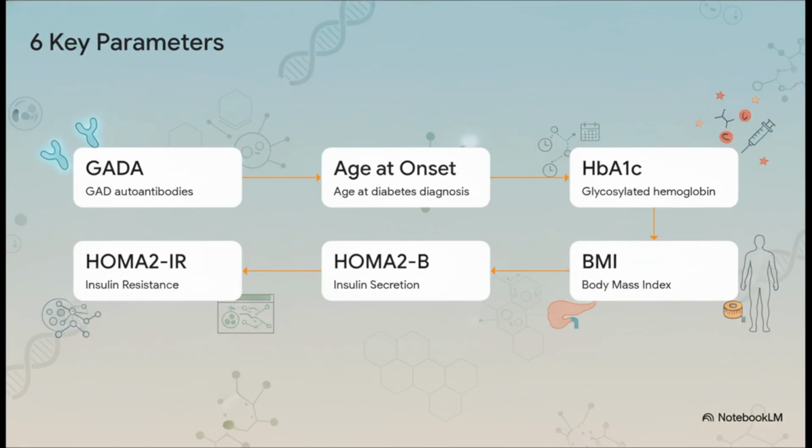First, GAD autoantibodies to screen for autoimmunity. Then, age of diagnosis, baseline HbA1c, and BMI. And then, and this is absolutely critical, estimates of beta cell function and insulin resistance using the HOMA models.